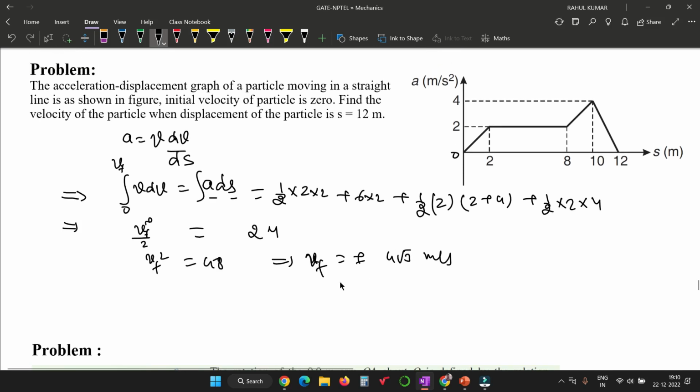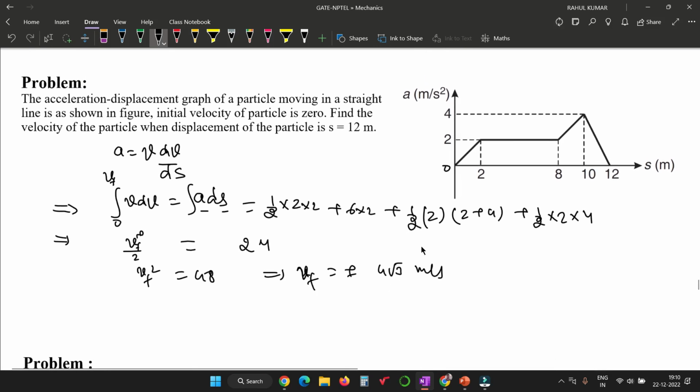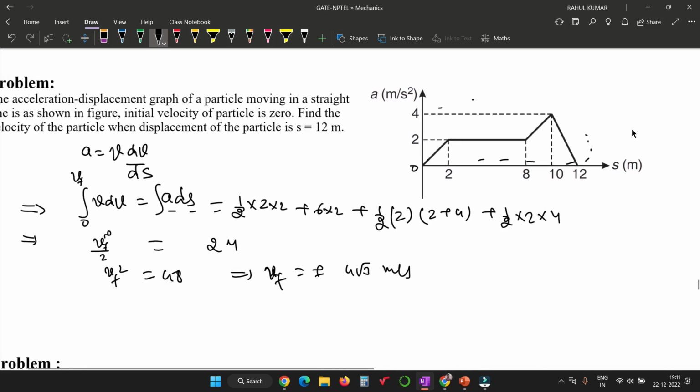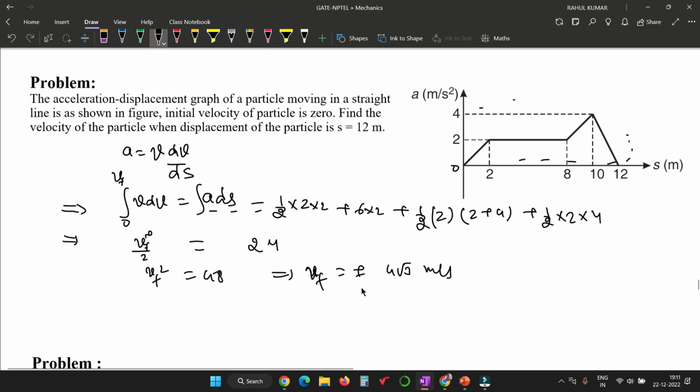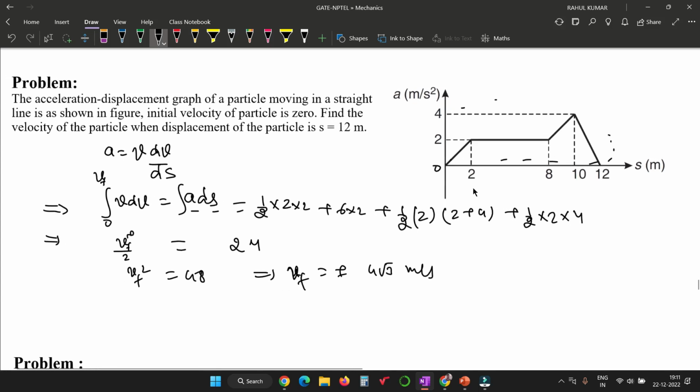But here we have to ignore the negative value because you are getting two values. The reason behind this is that the acceleration is always positive. Since the particle is in rectilinear motion and the acceleration is always positive and displacement is also positive, there is no chance that the particle's velocity is reversed, because if you take the velocity negative, then the particle's direction must also be reversed. But here the acceleration is always positive.